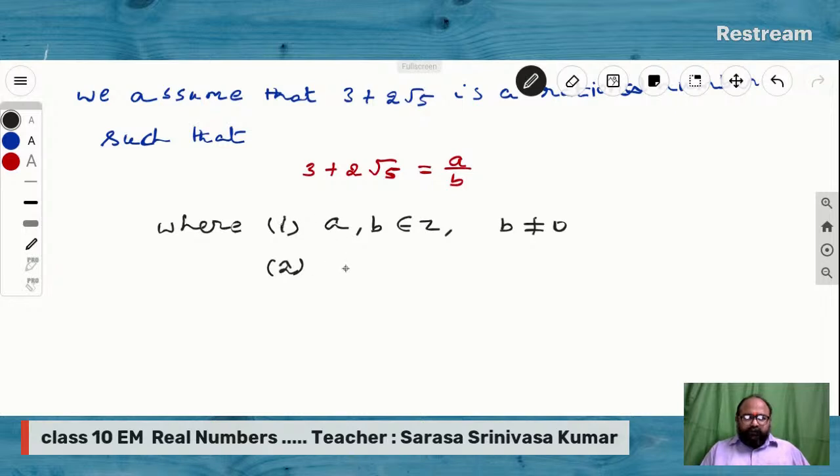This is the first condition. Now the second condition: a and b are co-primes.